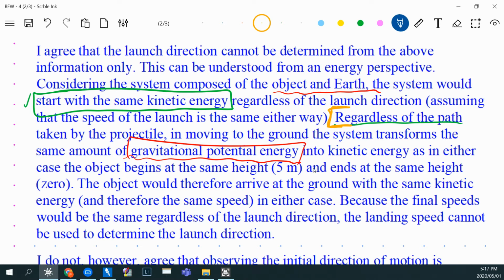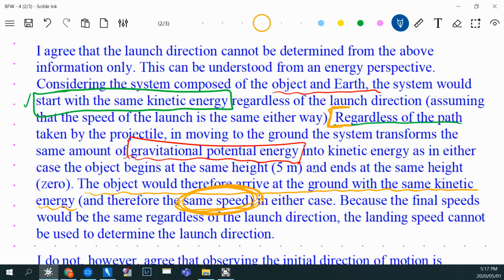Because the gravitational potential energy transforms the same way into kinetic energy. In either case, the object begins with the same height, elaborating lots of probably more detail than I needed. The object would therefore arrive at the ground with the same kinetic energy and therefore the same speed. Okay, so that's what we are ultimately after.